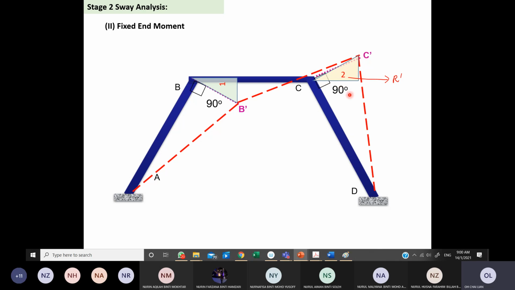I will wait for you to do this correctly. Make sure this diagonal line, or hypotenuse of the triangle, fits the BB prime, and triangle number 2 fits the CC prime.